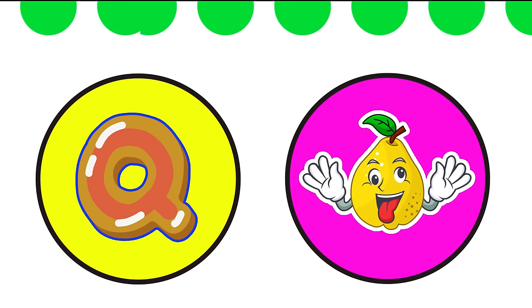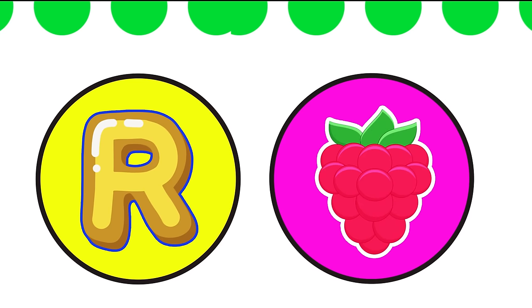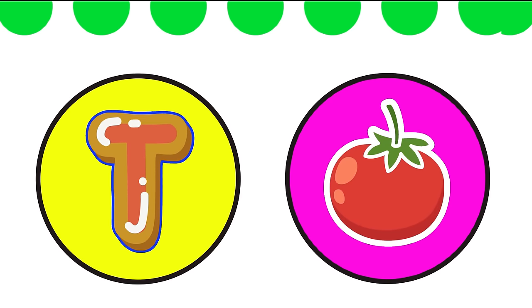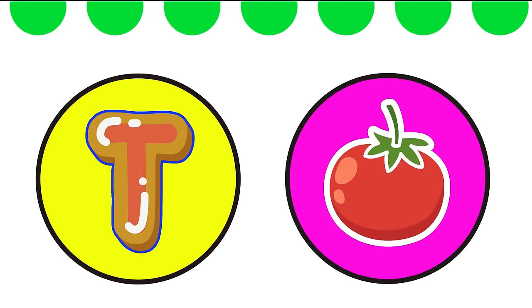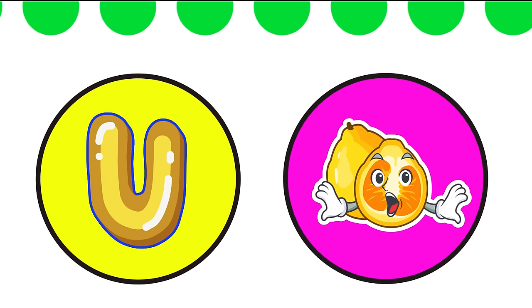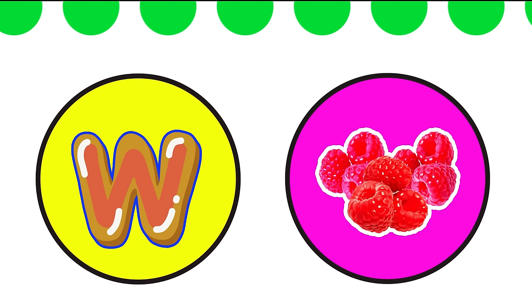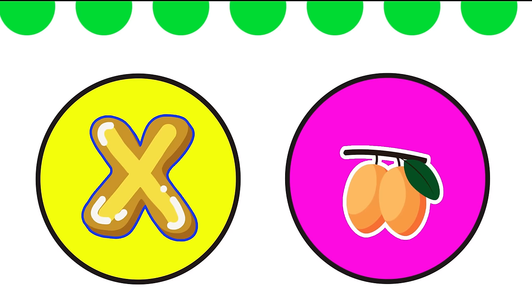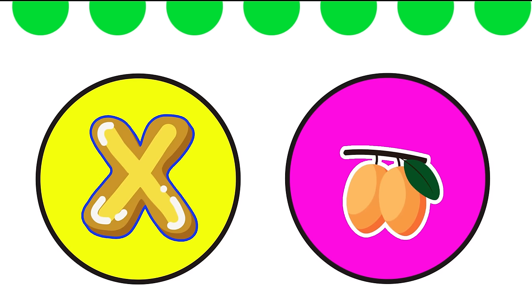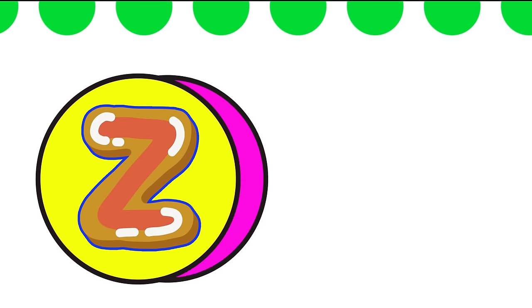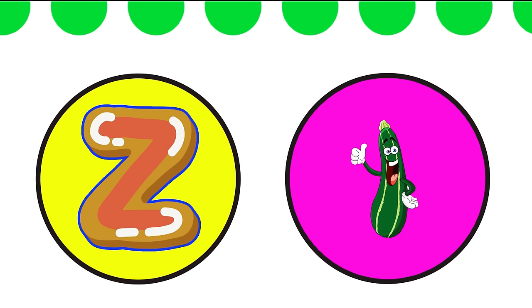Q is for quince. R is for raspberries. S is for sapodilla. T is for tomato. U is for ugli. V is for velvet apple. W is for wineberries. X is Xanthocercis... Sclerocarya caffra. Y is yam. Z is for zucchini fruit.